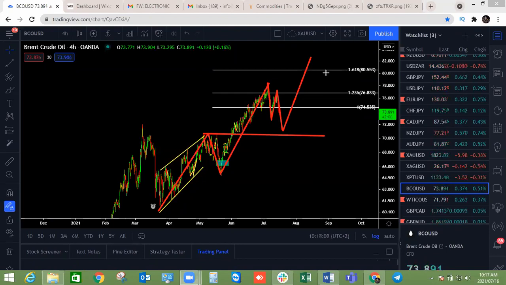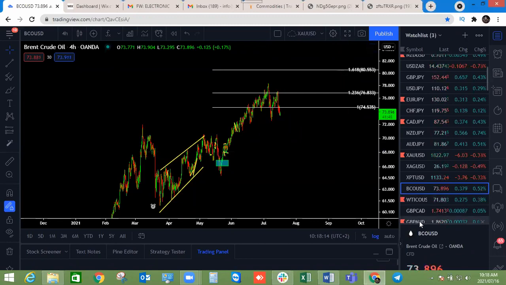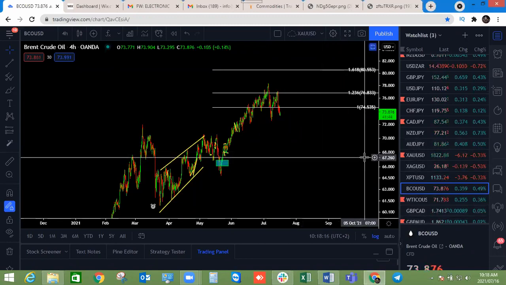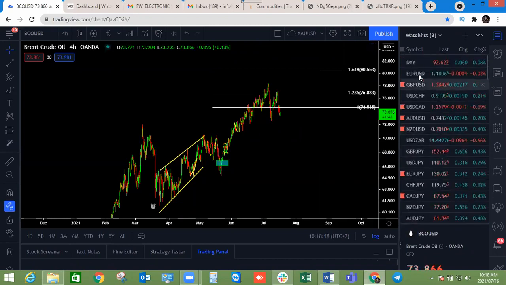All right, so that is what we're looking at on Brent crude. A bit of a pullback here. We'll look for this to trade around the blue box area, these levels, before we push to the upside. Okay, let's then look at all, let's start from the DXY.